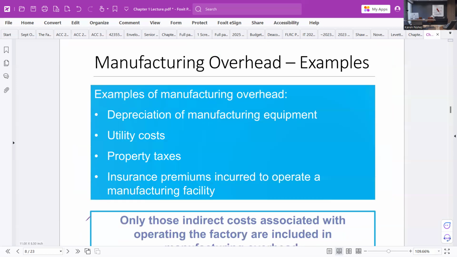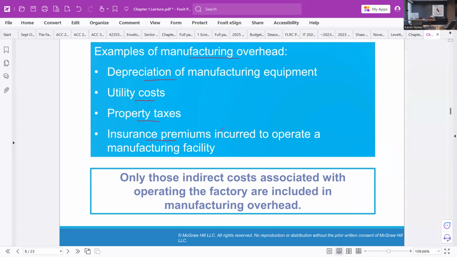Now, some more examples of manufacturing overhead. Depreciation on the equipment, the utility costs, the property taxes, the insurance premiums on the manufacturing facility. All of those are costs that are related to manufacturing, but they are not direct materials. They are not direct labor. They are not traceable. We classify them as manufacturing overhead. So only those costs that are associated with the manufacturing operation, right? That are not direct materials or direct labor, but are related to manufacturing, then they are indirect by nature and they are classified in manufacturing overhead.